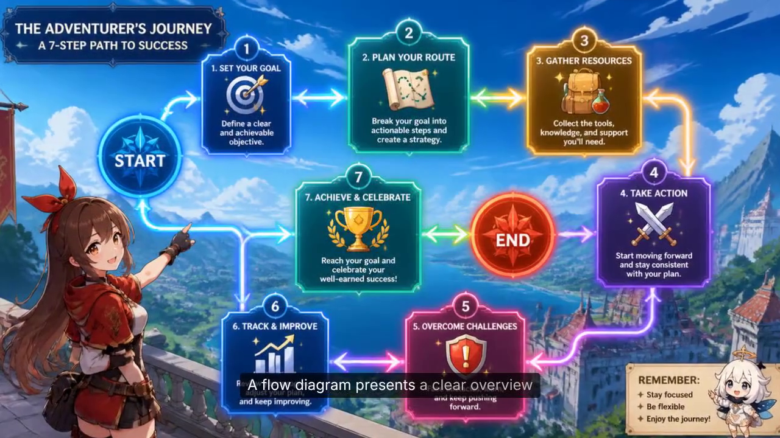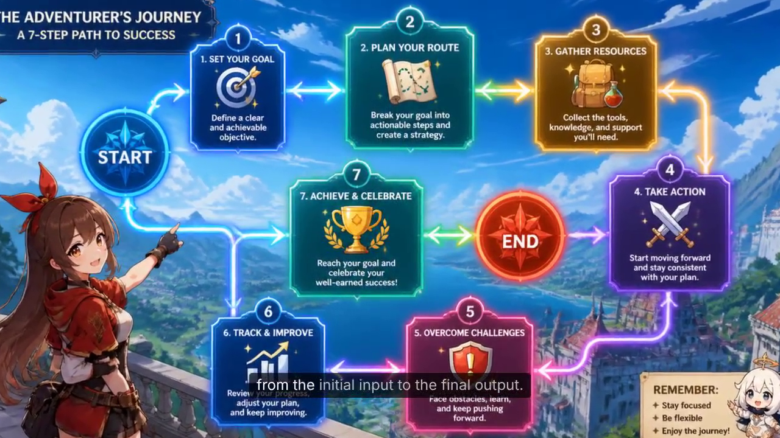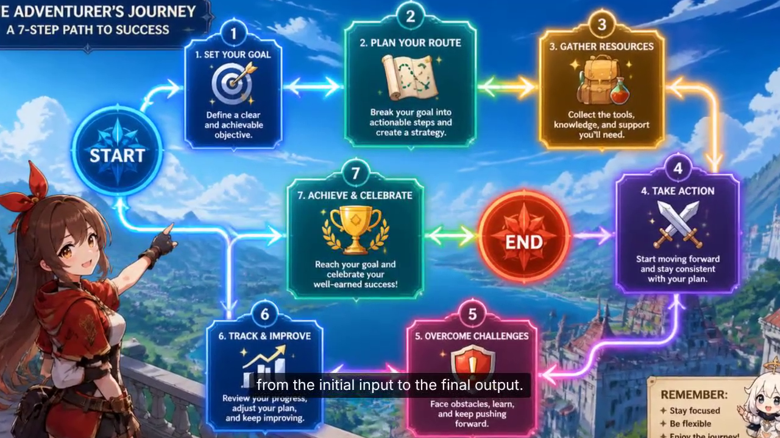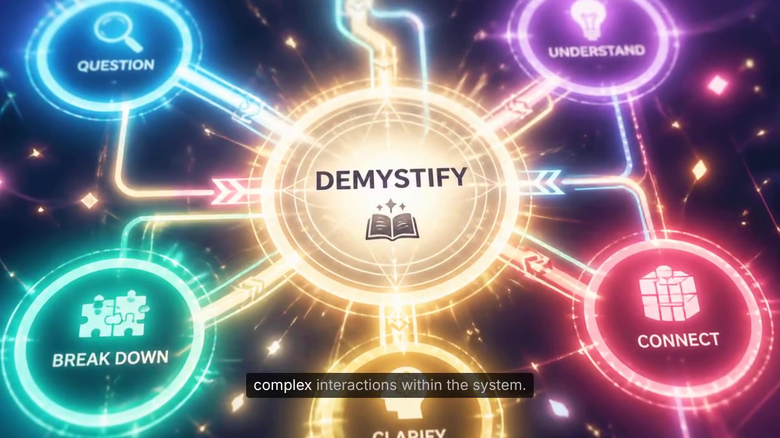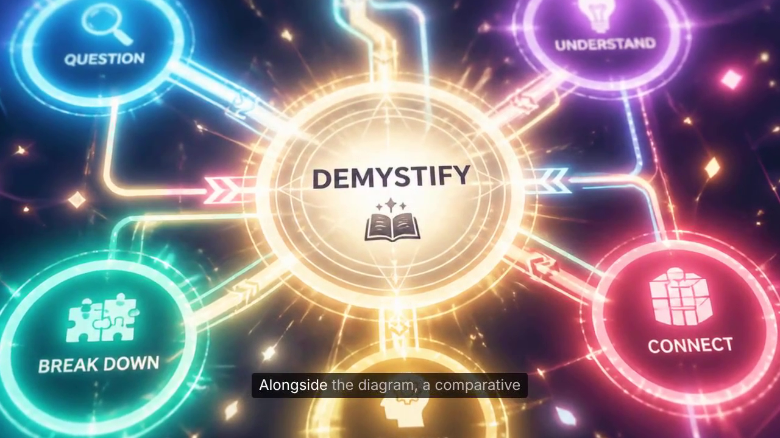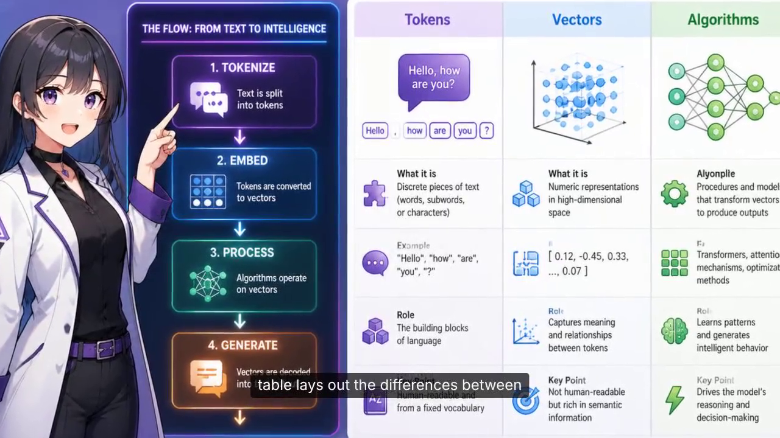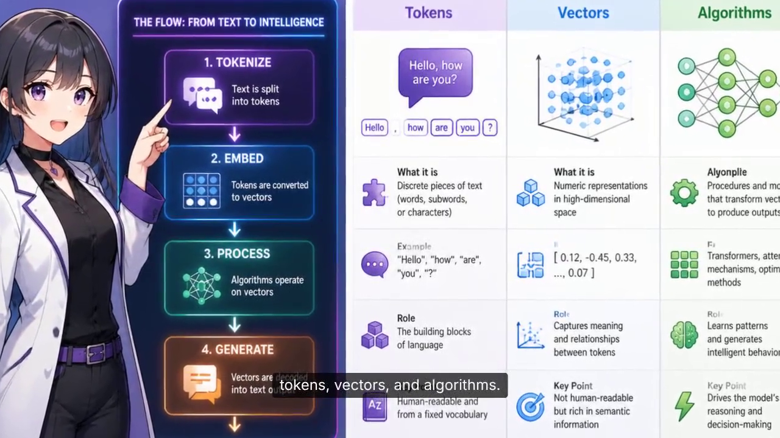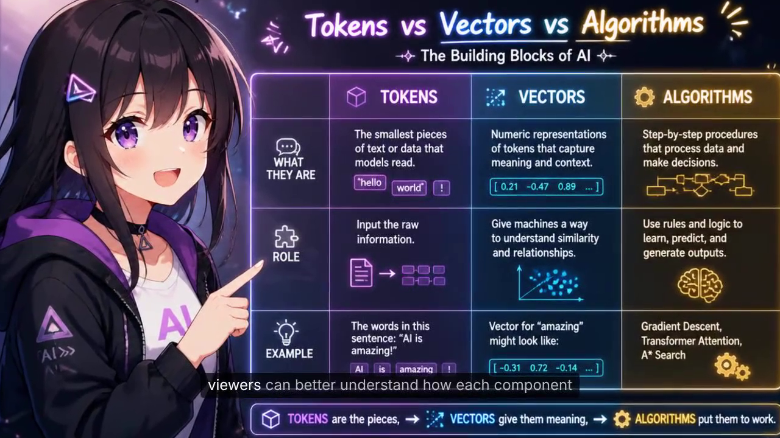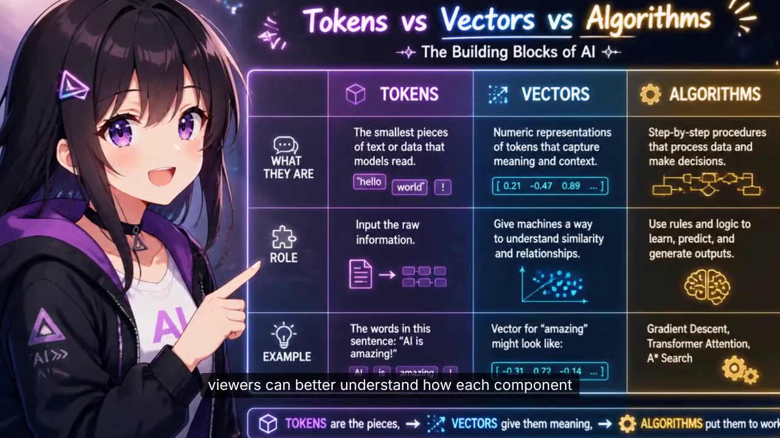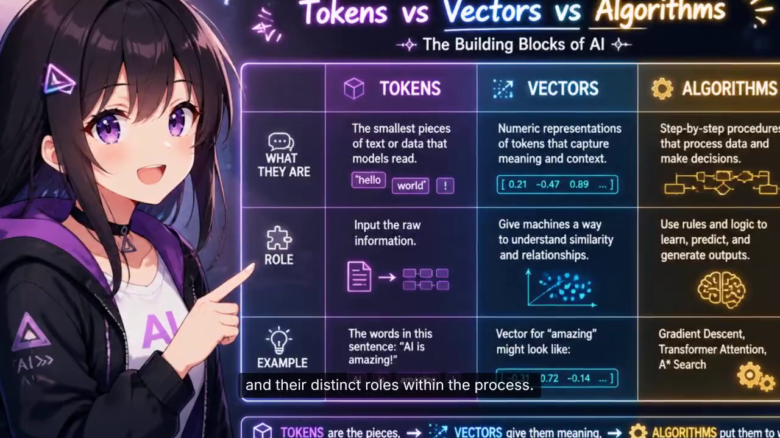A flow diagram presents a clear overview of the entire process, tracing each step from the initial input to the final output. This visual representation helps to demystify complex interactions within the system. Alongside the diagram, a comparative table lays out the differences between tokens, vectors, and algorithms. By examining these elements side by side, viewers can better understand how each component contributes to the overall workflow and their distinct roles within the process.